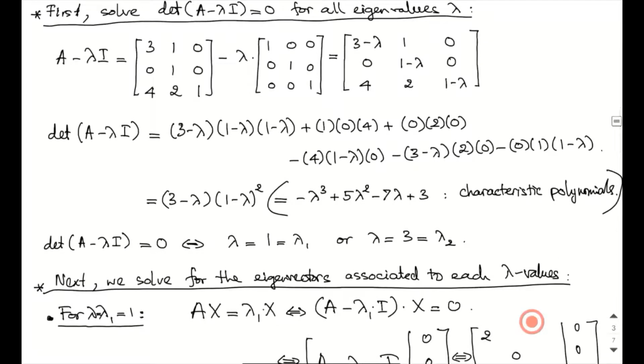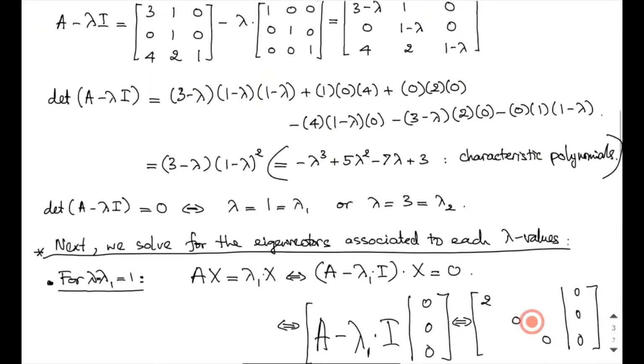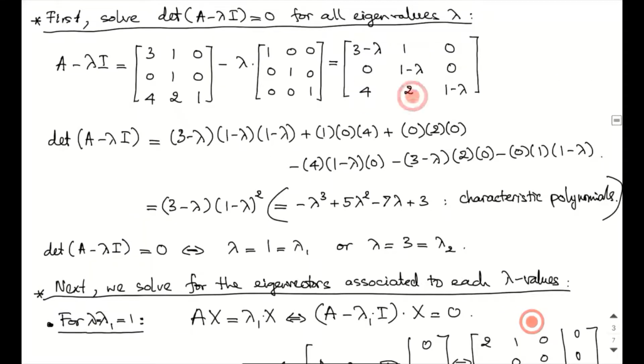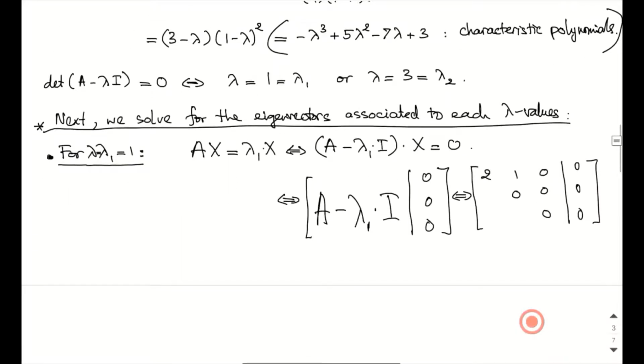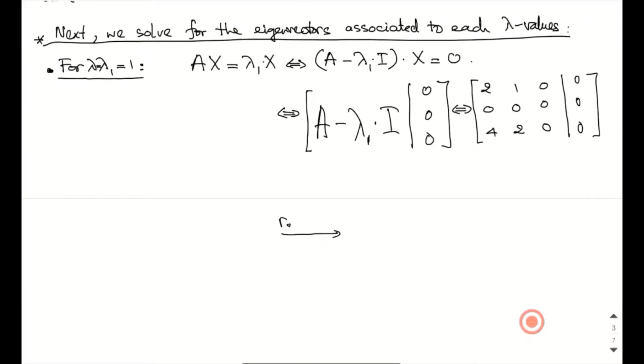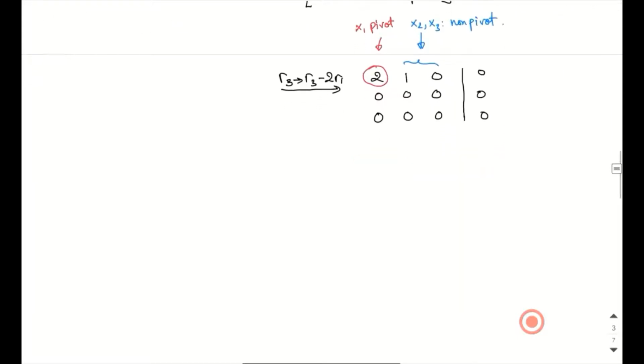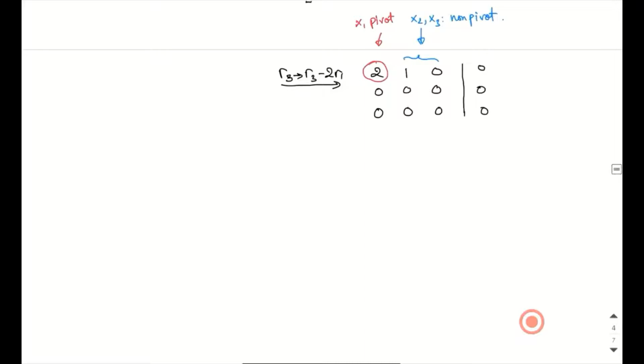What are the other values? So 1, 0, 0, right, 1, 0, 0, 0, 4, and 2. So we are going to make changes on row 3, make it become row 3 minus 2 row 1. So this means that x1 is the pivot variable, and x2 and x3 are non-pivot. We can let the non-pivot variables be free and then compute the pivot ones accordingly.